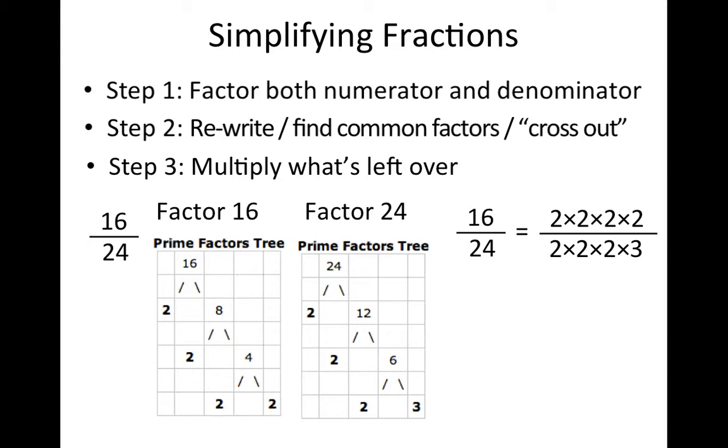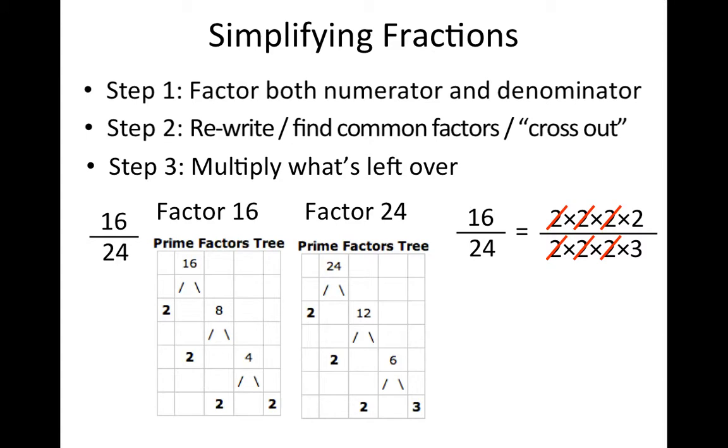Then I find common factors. So I look and I say, hey, there's a 2 on top and there's a 2 on bottom, so I'm going to cross both of those out. Another 2 on top, another 2 on bottom, and a final 2 on top and a 2 on bottom, and there's nothing else that I can cross out. There's nothing that's a common factor on both the numerator and the denominator, on the top and the bottom.